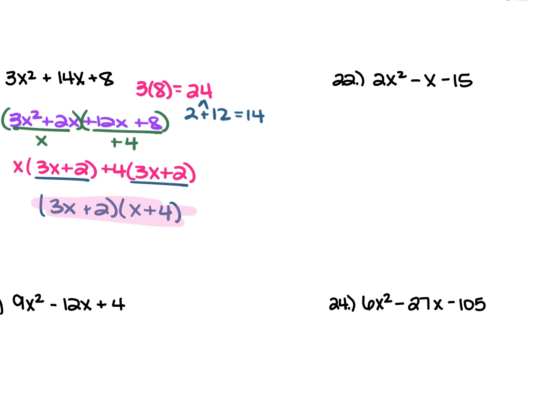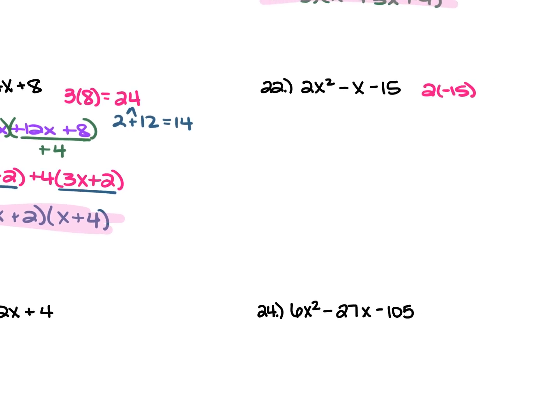For 22, you have 2x squared minus x minus 15. So for this one, again, you don't have a greatest common factor, and your a is something other than 1. So we're going to multiply the 2 and the negative 15. That gives us negative 30. We're going to find the factors of negative 30 that add up to be negative 1 to replace that negative x with. So we would have 5 and negative 6. So this is just going to get rewritten as 2x squared plus 5x minus 6x minus 15.